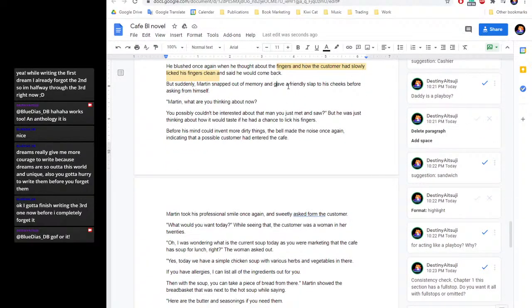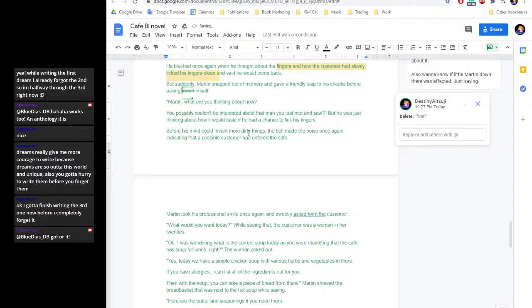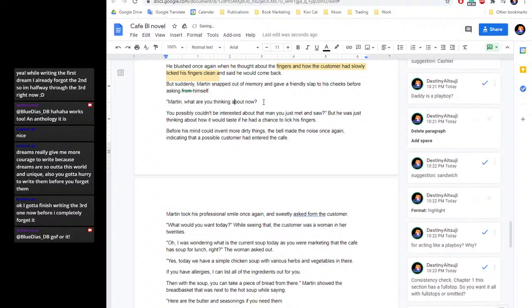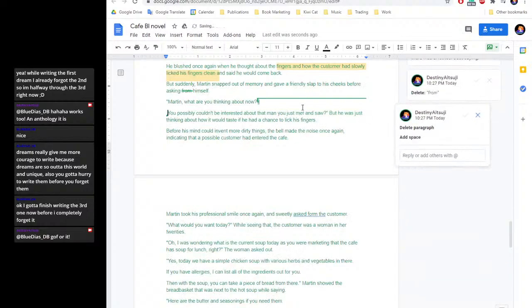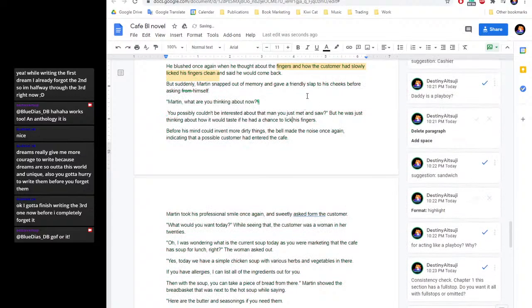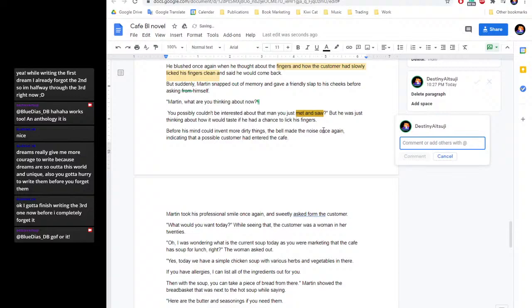So yeah, he gave a friendly slap to his cheeks before asking himself. Okay, before asking himself, what are you thinking about now? You couldn't possibly be interested in the man you just met and saw. Met and saw is redundant. Met and saw means the same thing. Choose one.